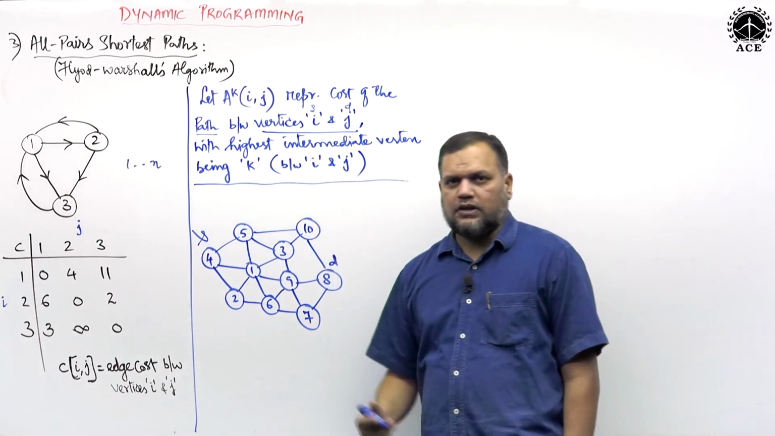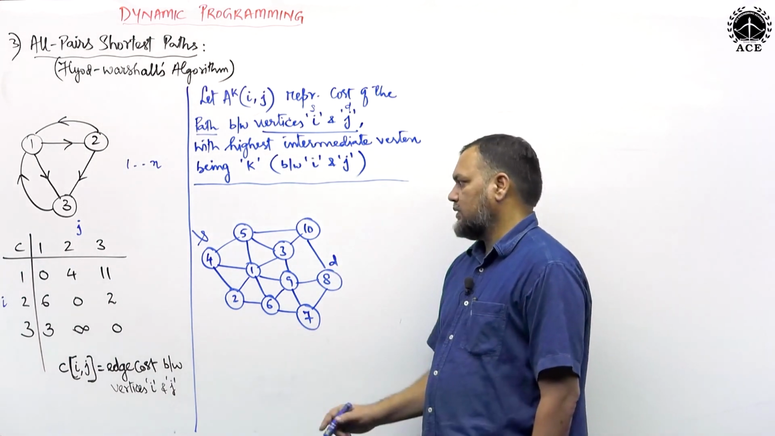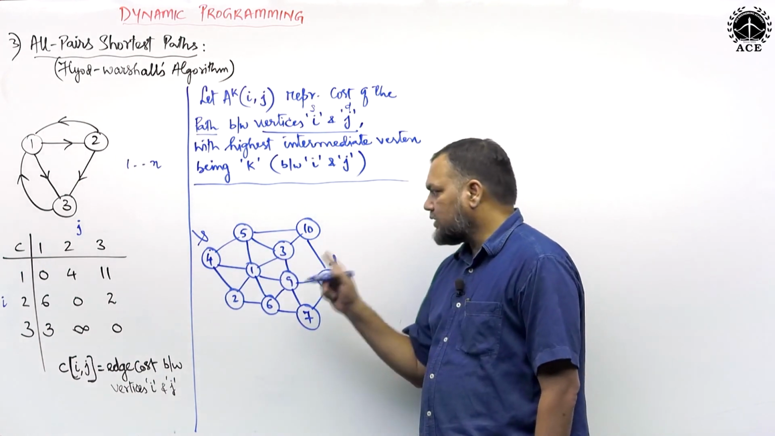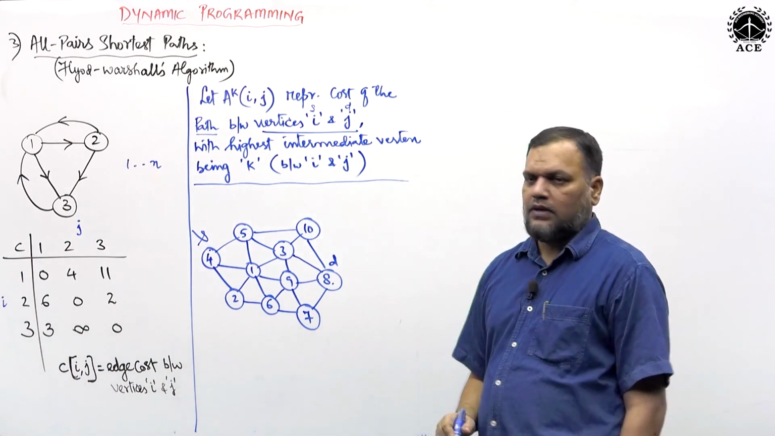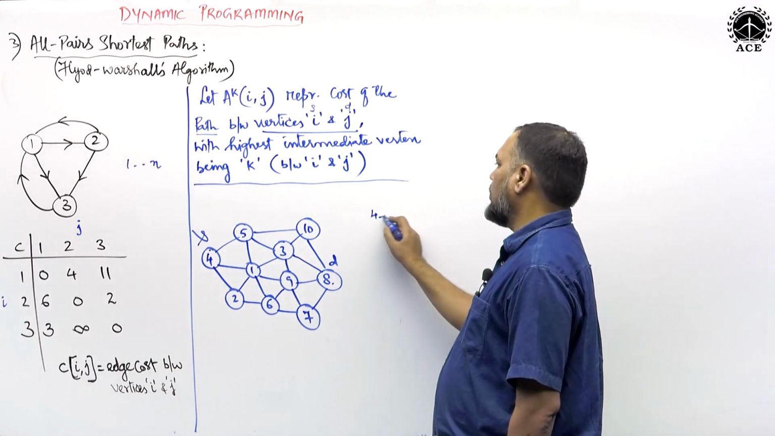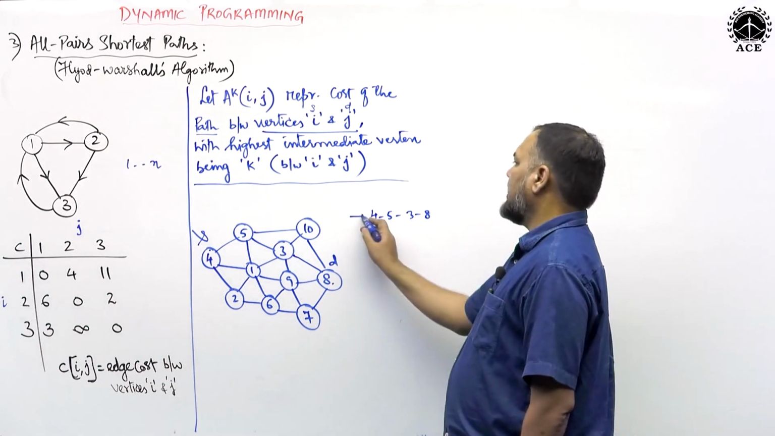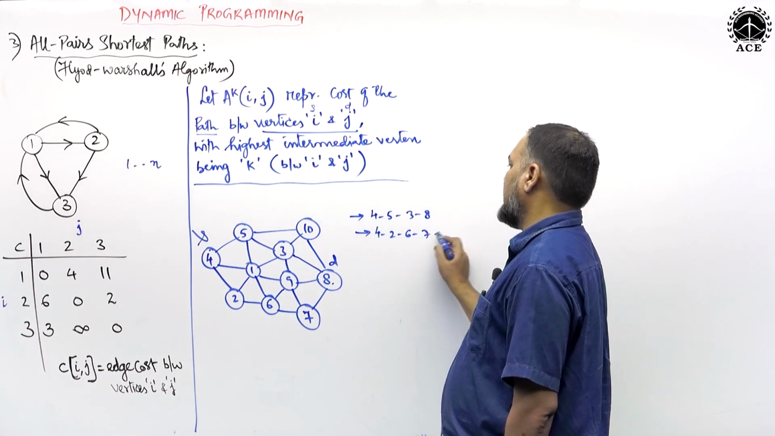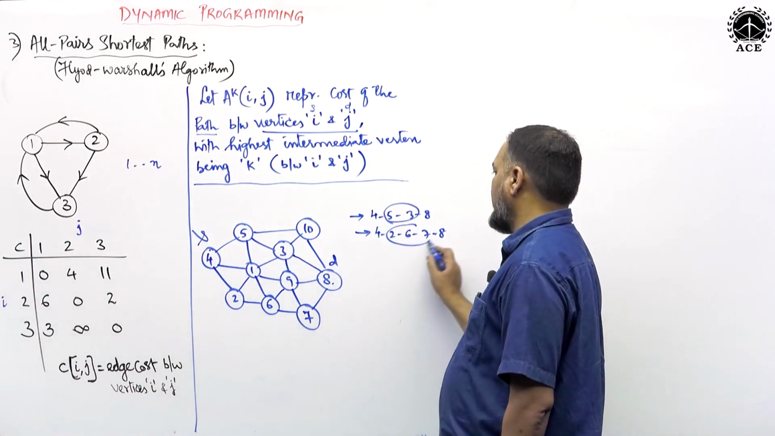Just to highlight that point, I have taken a sample graph. Consider this graph. Now, if I take my source as 4 and destination as d, as you see in this graph, there are multiple paths between 4 and d. Some of the paths: 4, 5, 3, 8, this is one path. I can have another path, for example 4, 2, 6, 7, 8. These are called intermediate vertices.